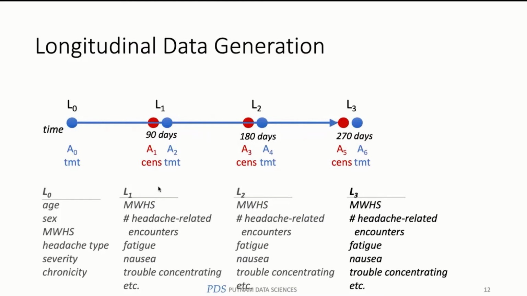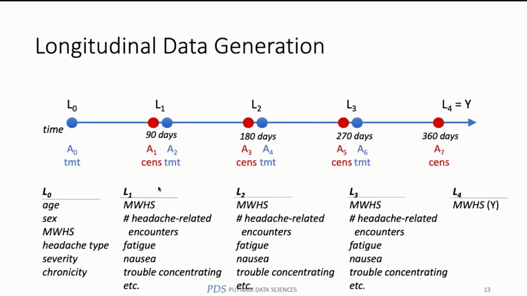And then finally, at the end of follow-up, if they show up at all, then we can collect finally their outcome, the mean weekly headache score over the past 4 weeks. So that's the way that the data are generated. And all along, at these red nodes, we've illustrated that there's a potential for loss to follow-up.